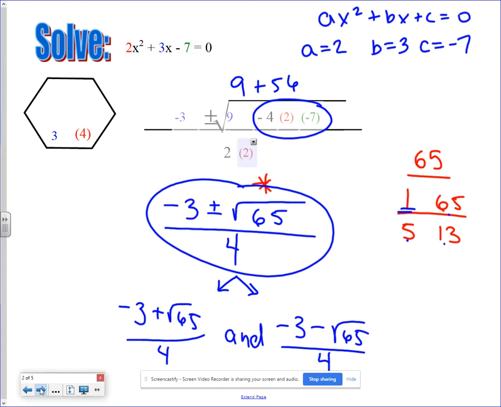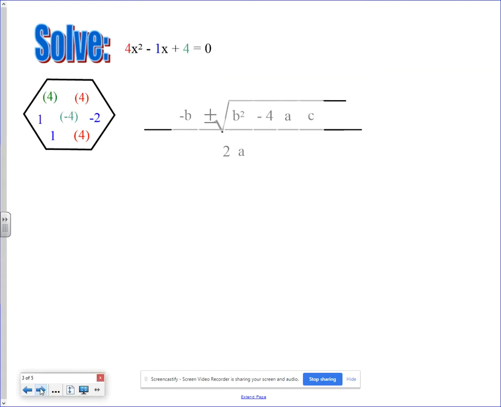All right, let's try another one. So again, we've got our standard form, ax squared plus bx plus c is equal to 0. Let's identify our values of a, b, c. So a in this particular problem is 4. b is negative 1. And then c is 4.